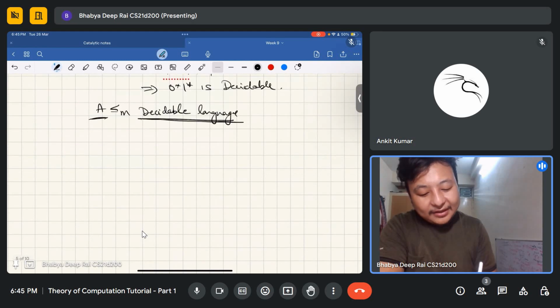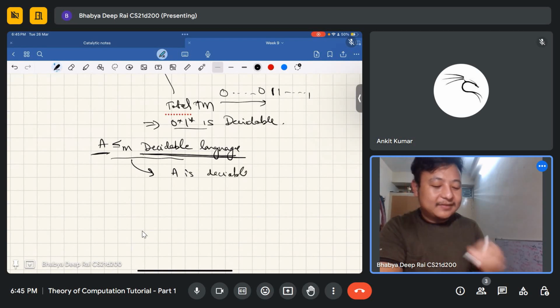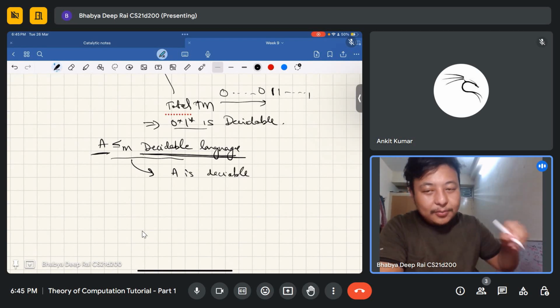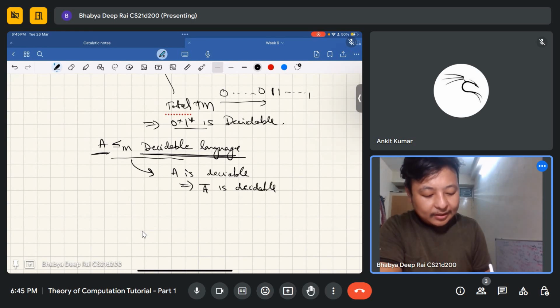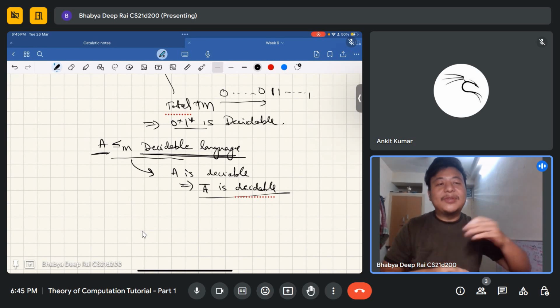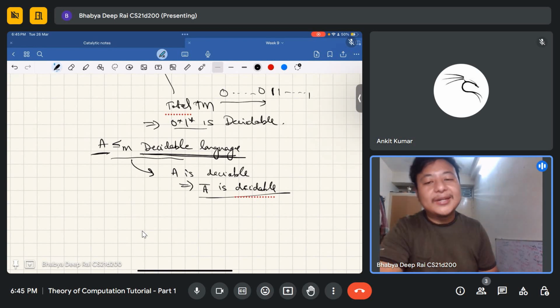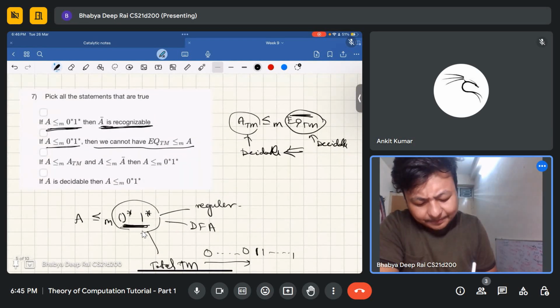So by this we have that 0 star 1 star is decidable. A reduces to the decidable language, which means that A is decidable. Now, since A is decidable and complements of decidable languages are also decidable, A bar is decidable. And this follows from the fact that you can flip yes or no. You can change the final states to non-final states in a Turing machine. Okay, so next, what do you have?